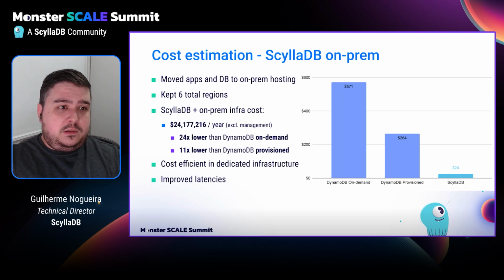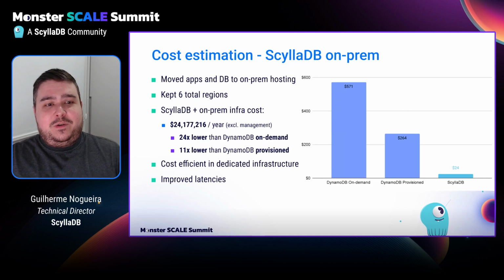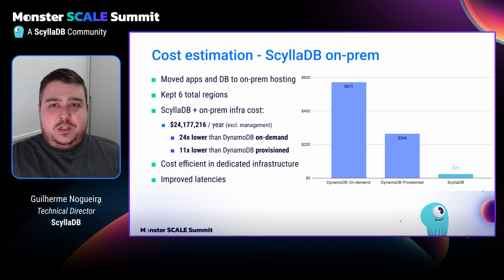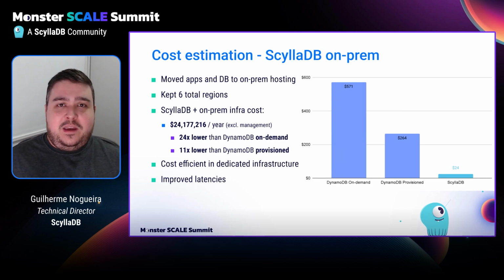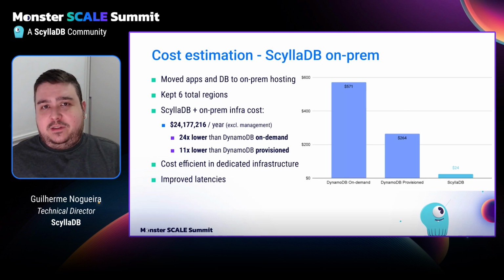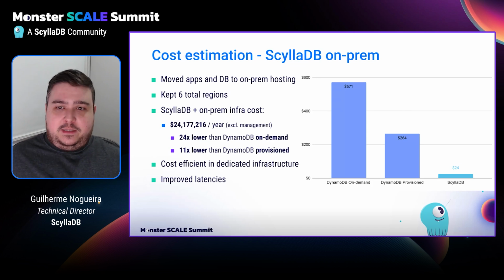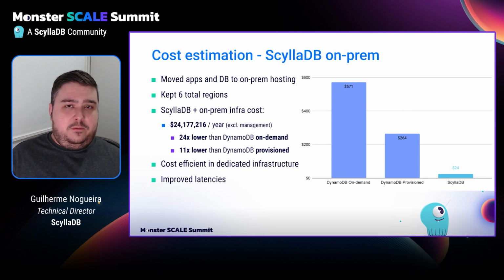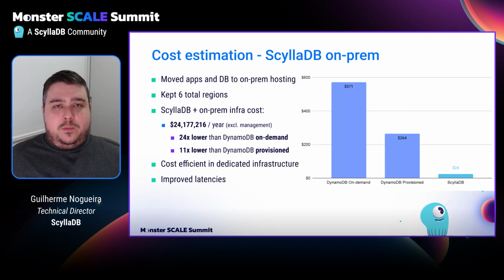That number is 24 times lower than DynamoDB on demand, which is the crazy way of deploying that application, but still 11 times lower than DynamoDB provisioned mode, which is the cheapest and most sane way of deploying the application on Dynamo. But still, we can see that it's 11 times costlier than deploying that on ScyllaDB. And if you look at the graph on the right, you will need a magnifying glass to see the bar for ScyllaDB, just at around the 24 million. So it allowed the customer to be very cost efficient in their dedicated infrastructure, dedicated hardware, and still improve their latencies and increase performance.